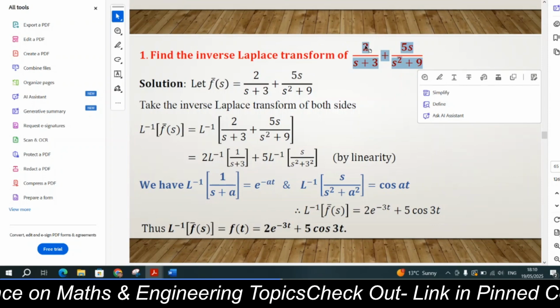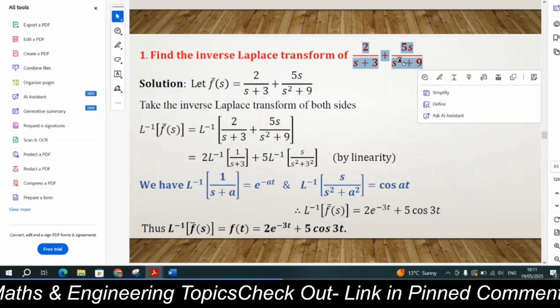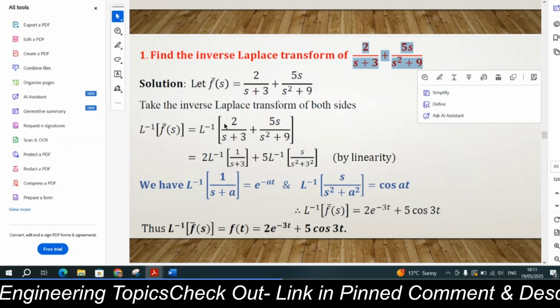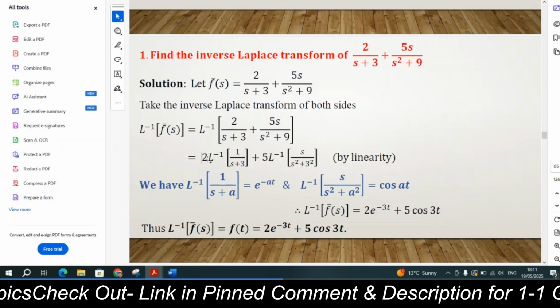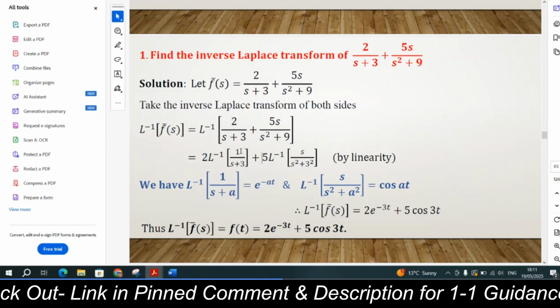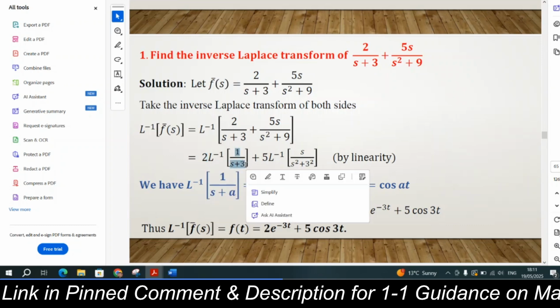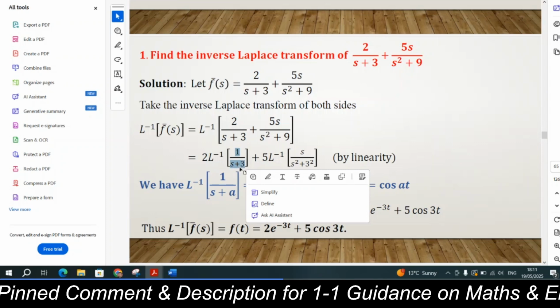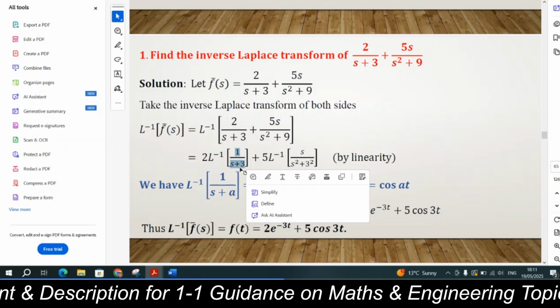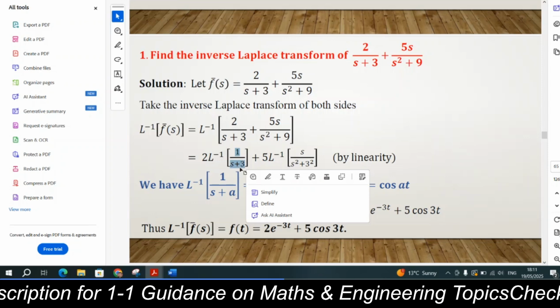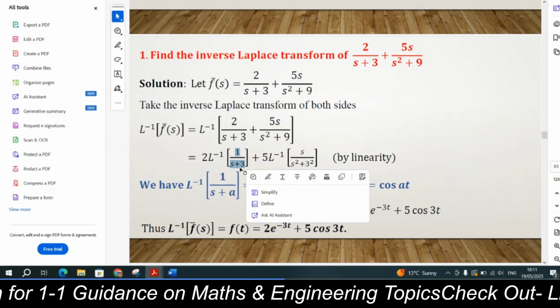Now we'll look at some examples. Find the inverse Laplace transform of 2 over s plus 3 plus 5s over s square plus 9. First of all, you can use the linearity property. So 2 over s plus 3 will be separate, and 5s over s square plus 9 will be separate. Now you can take out the constant as well, so 2 comes out over here and 5 comes out over here. Now you look at the individual inverse Laplace transforms.